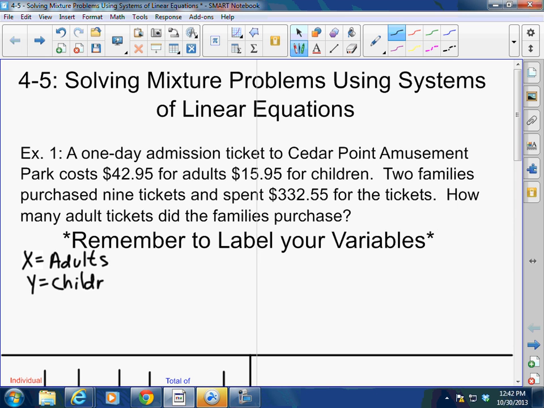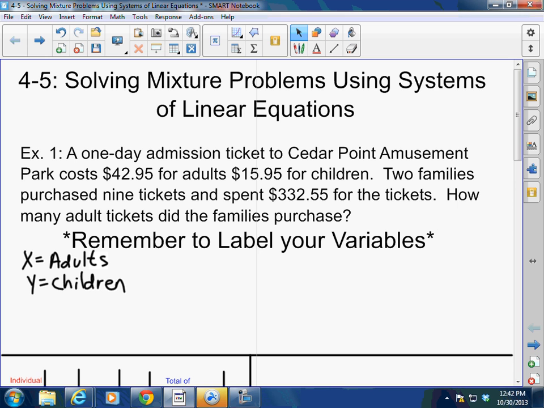Could you have used different letters to represent adults and children? Yes, absolutely. The answer is absolutely yes, 100%. However, you have to define or label your variables. If not, it's going to be very, very difficult.